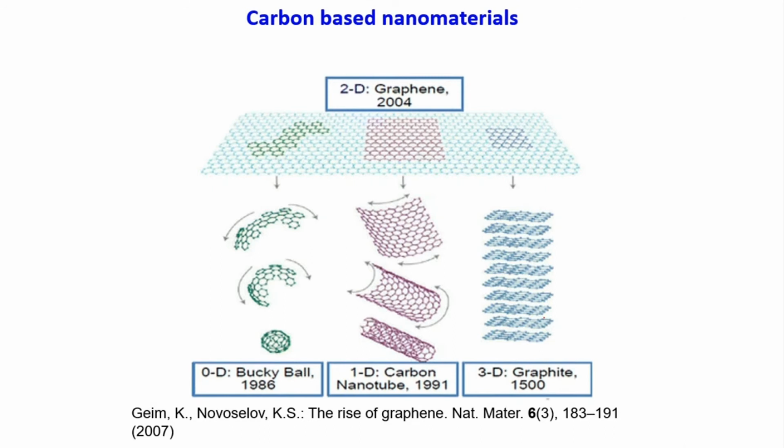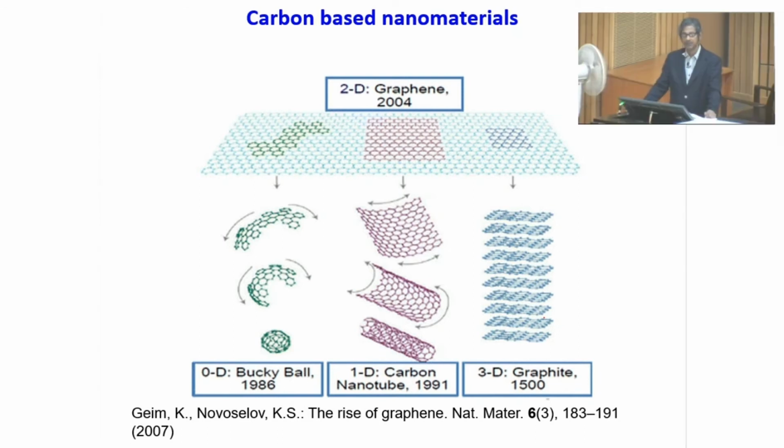So graphene is the basic thing. As you can clearly see, rolling a graphene sheet can lead to 0-dimensional buckyballs or 1-dimensional nanotubes, or even a stack of these layers can lead to 3-dimensional graphite. Buckyballs were discovered in 1986, nanotubes were discovered in 1991, and graphite was discovered long back in 1500.